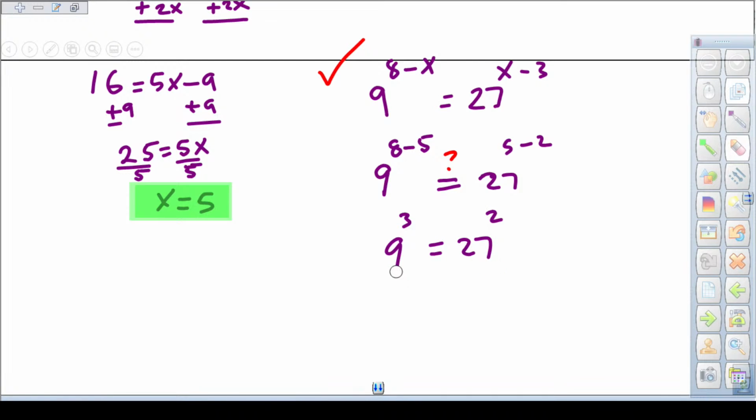Is that true? Can somebody punch in the numbers for us? What is 9 to the third? 729. Okay, and what is 27 to the second power? 27 to the second power, 729. Looks very good here. So basically, you just confirm that your answer does work, and that's how you check it.